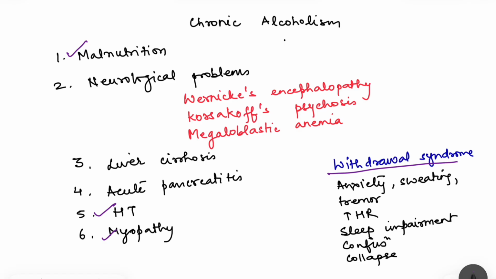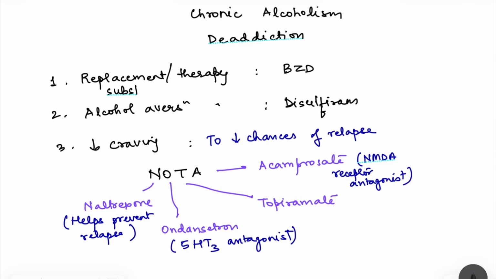So because of this, there are various strategies for de-addiction. Three main strategies are used. One is replacement or substitution therapy. These strategies are common for all drugs of abuse. Whatever the drug, you replace it with a drug which is long acting. So we can use benzodiazepines for this. There are other drugs also which were used, but now benzodiazepines are the drug of choice. They are used as replacement therapy or substitution therapy.